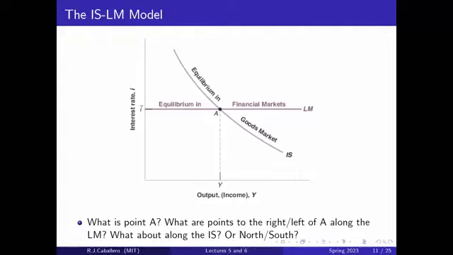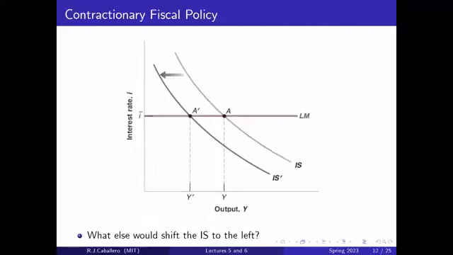And then you can use this model. This is a very powerful little model, because now you can do lots of things with it. For example, that's a contractionary fiscal policy. That's what happens when you reduce G or when you increase T. What happens if you reduce G and T by the same amount?